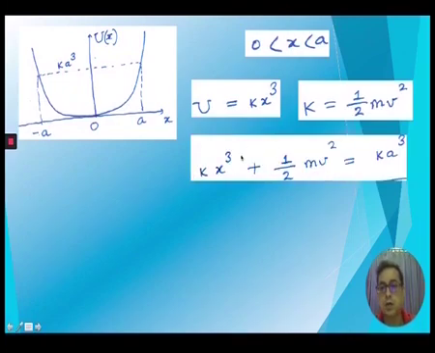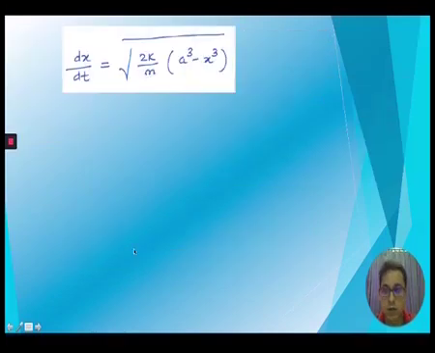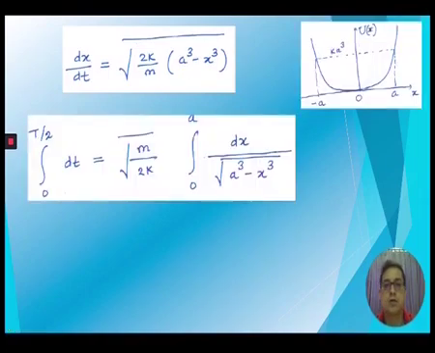Now because of conservation of energy, this has to be equal to the total energy ka cubed. So using this you can find out the velocity, right? Velocity dx/dt, you get it. So you want to find out the time period, so you get an equation of this form, and I'll show you an easy way out. With dx/dt worked out this way, you can then find out the time period.